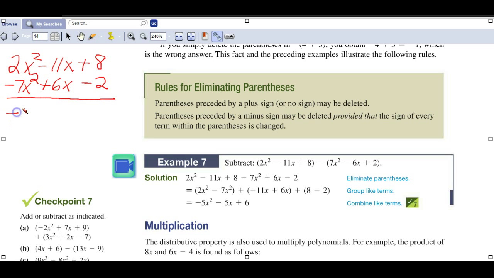So this is a negative 5x squared. This becomes a negative 5x. And this becomes a positive 6. And there's the proof of your work. And this is what you'll be writing on your blue sheets as you take your test. Again, you could do it horizontally, but I like the idea of lining it up vertically and very carefully checking your answers.